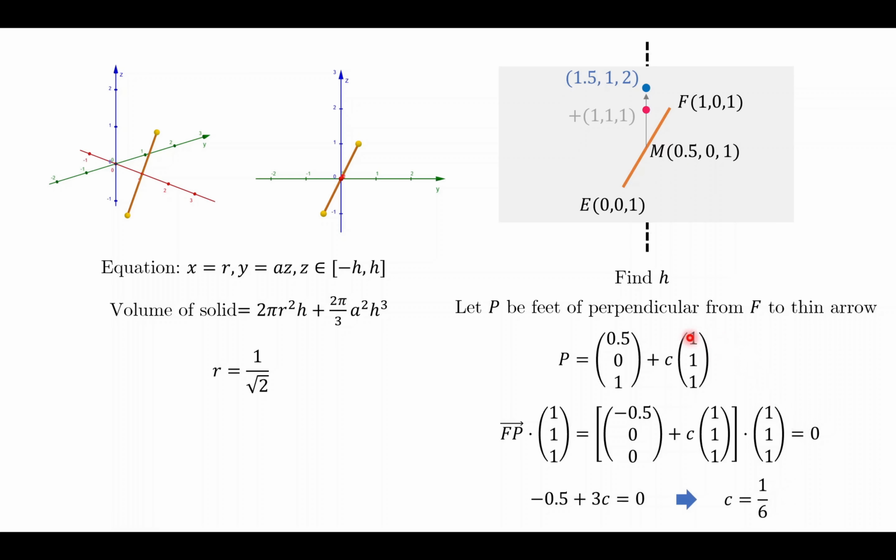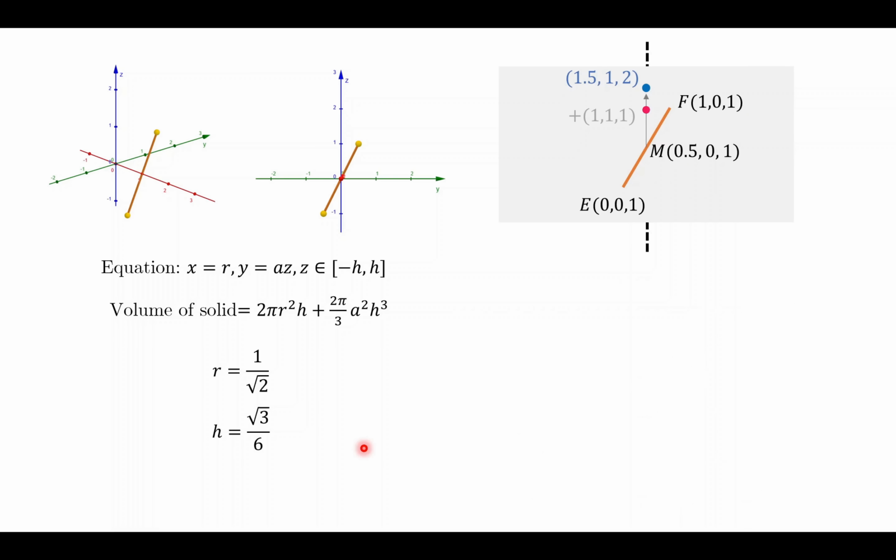If I plug 1/6 back here, actually I don't need to. All I need to know is that this vertical distance here is C times (1, 1, 1). So the vertical distance, aka our height, is the length of (1/6)(1, 1, 1), which is square root 3 over 6. Okay, doing well. We are almost there. Now lastly, we need to find A.